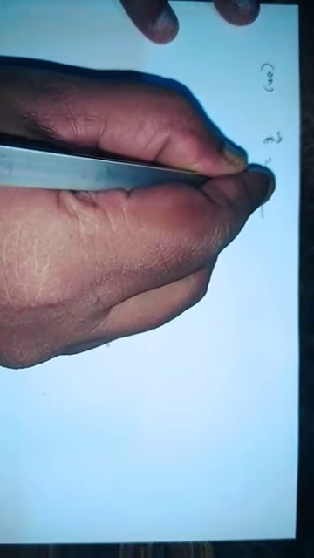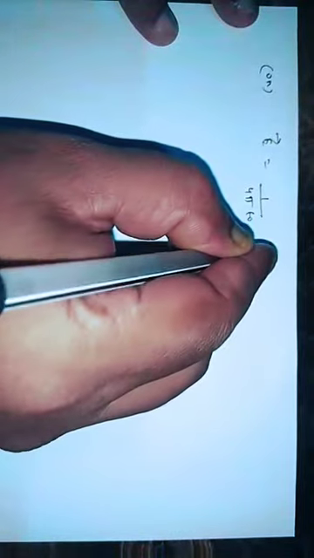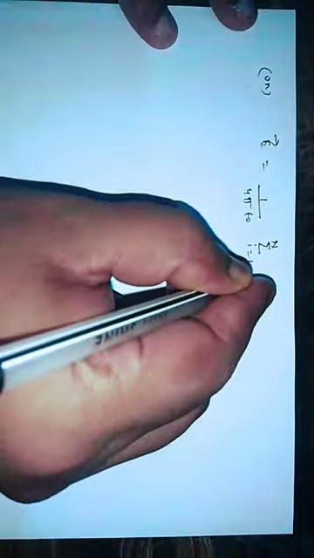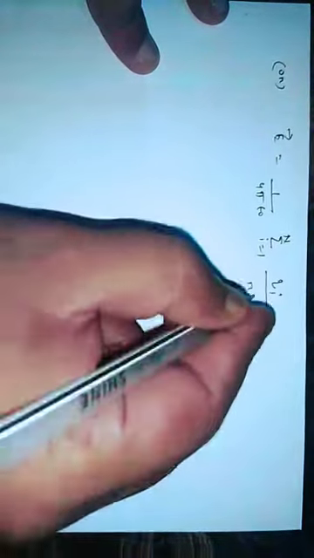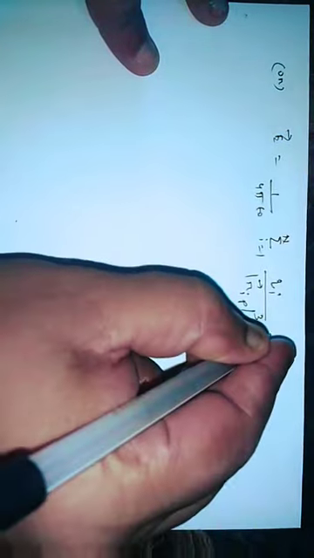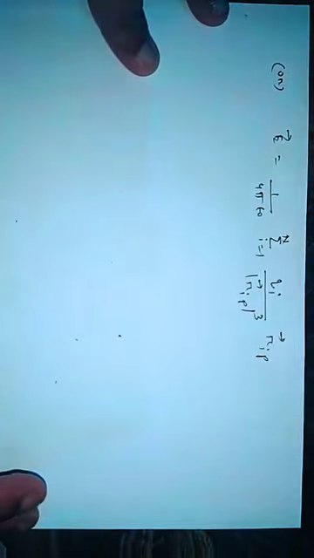Or E equal to 1 by 4 pi epsilon 0, sum for i equal to 1 to n, of Qi by RiP square into RiP cap. Since R square into R equals R cube, this becomes Qi by RiP whole cube into RiP. This is equation 7.